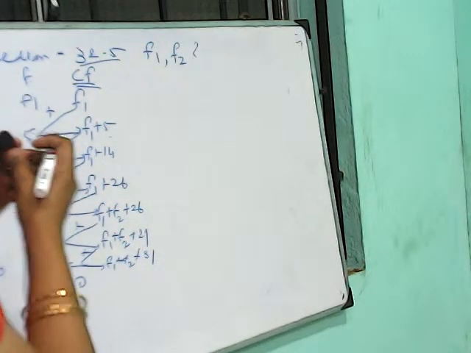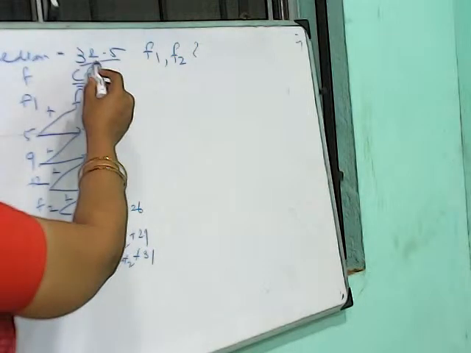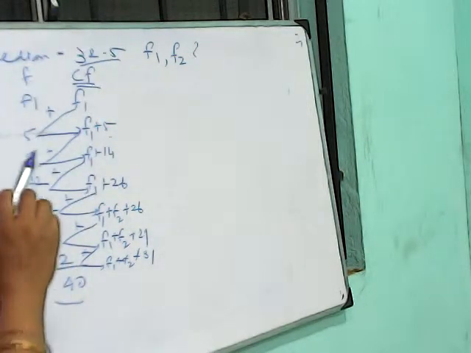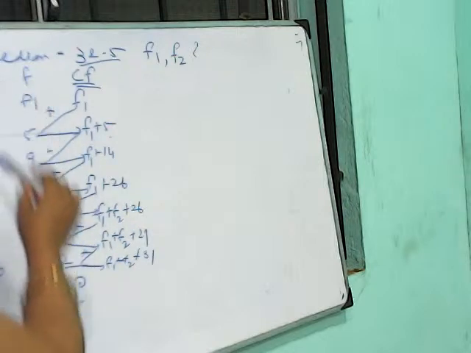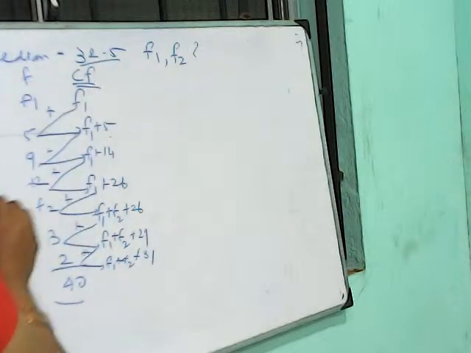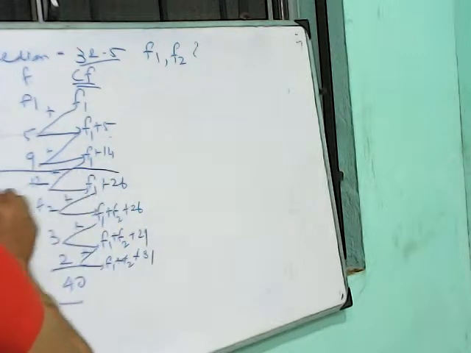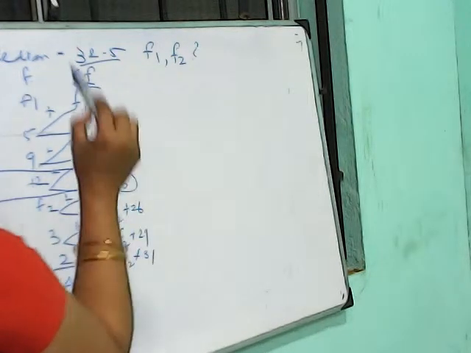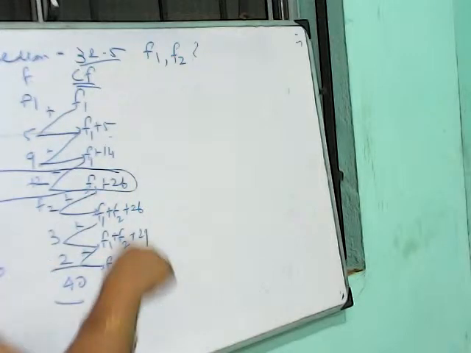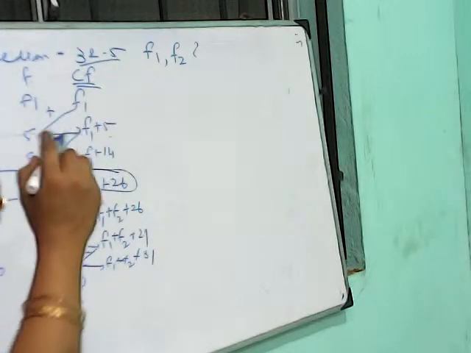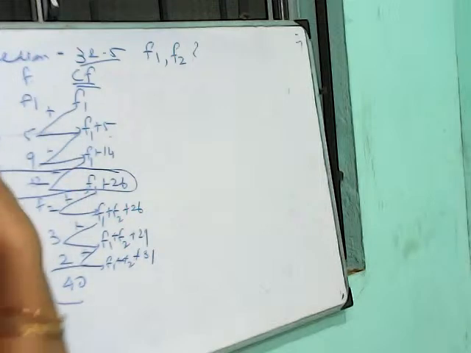Now coming back to the question. The median is 32.5. What does that mean? Where will the median class be? 32.5 lies between 30 and 40. So just circle this 30 and 40. Okay, so what is our median formula? What is the formula for median?